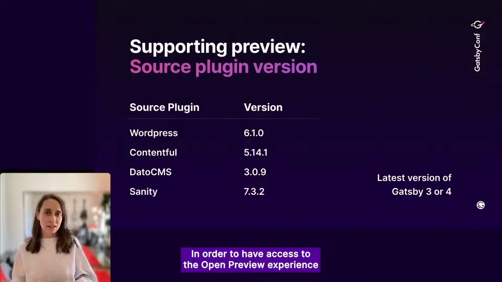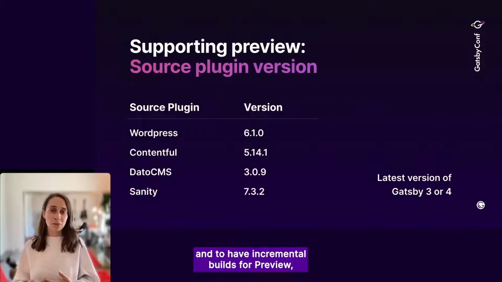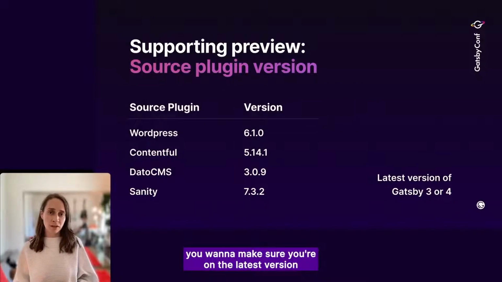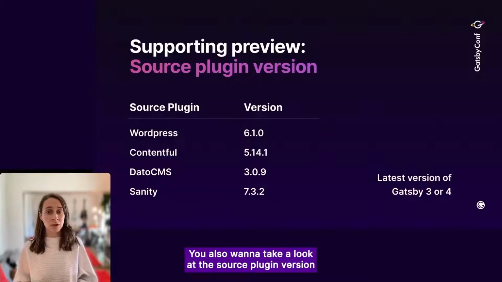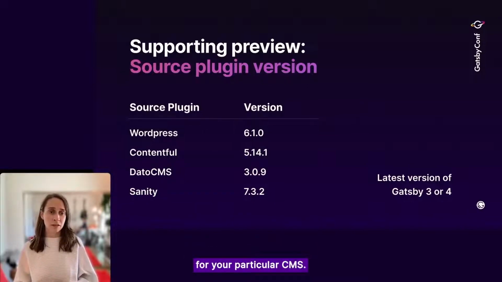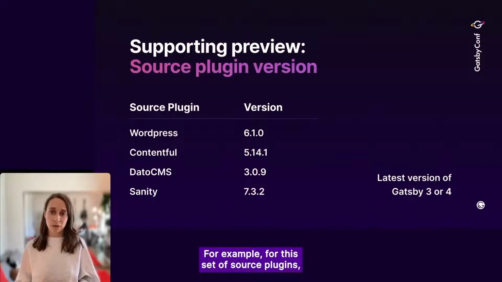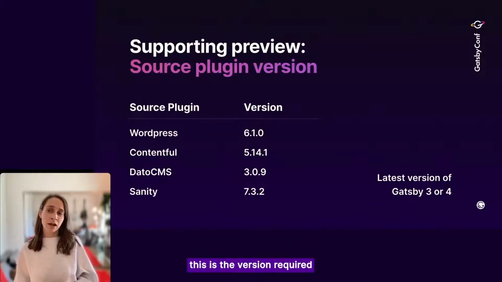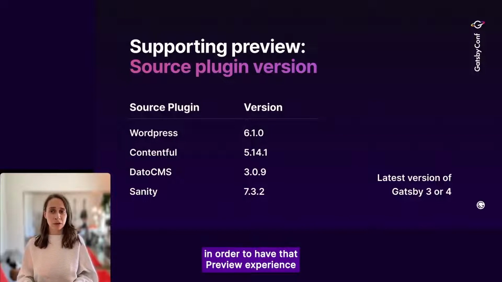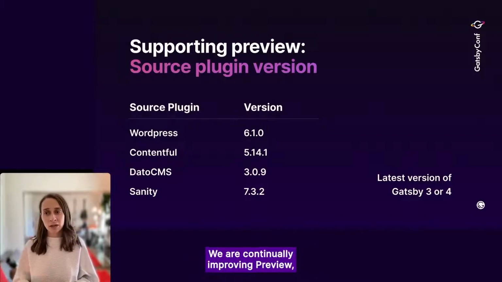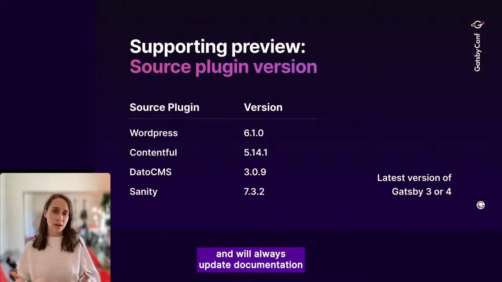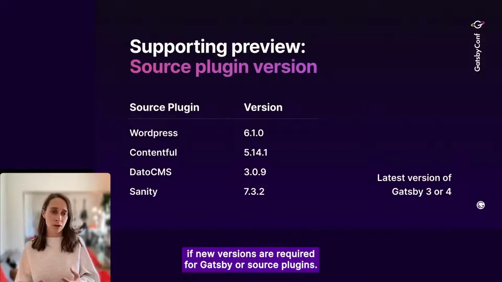In order to have access to the Open Preview experience and to have incremental builds for preview, you want to make sure you're on the latest version of Gatsby 3 or 4. You also want to take a look at the source plugin version for your particular CMS. For example, for this set of source plugins, this is the version required in order to have that preview experience that links content changes to previews directly. We are continually improving preview and will always update documentation if new versions are required for Gatsby or source plugins.